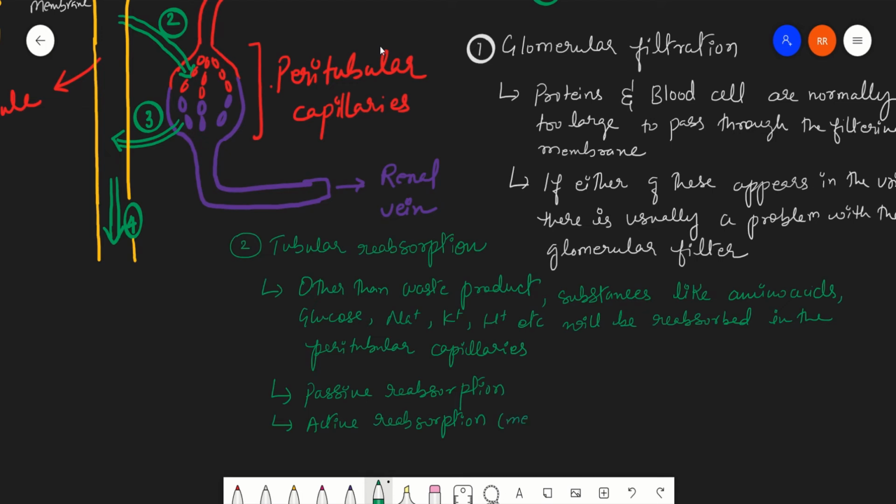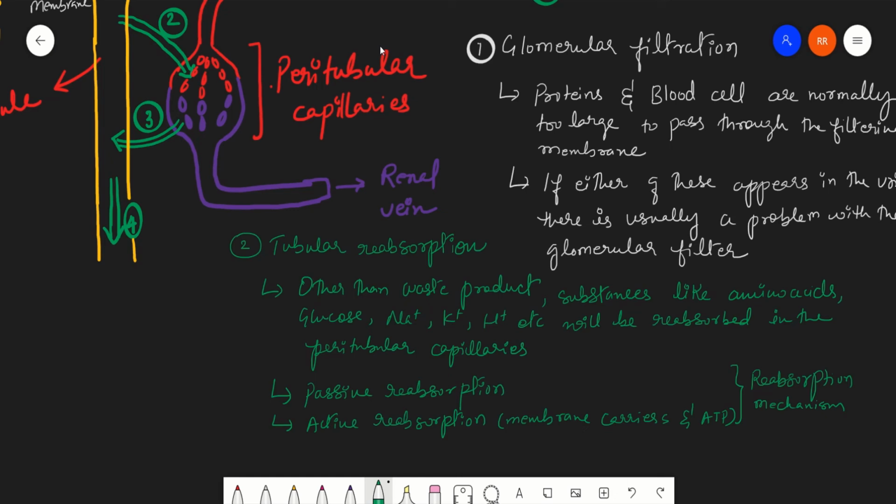So we have membrane carriers and ATP. These are some of the reabsorption mechanisms. Other than this, there is diffusion also. But just remember active and passive. That's enough for us.